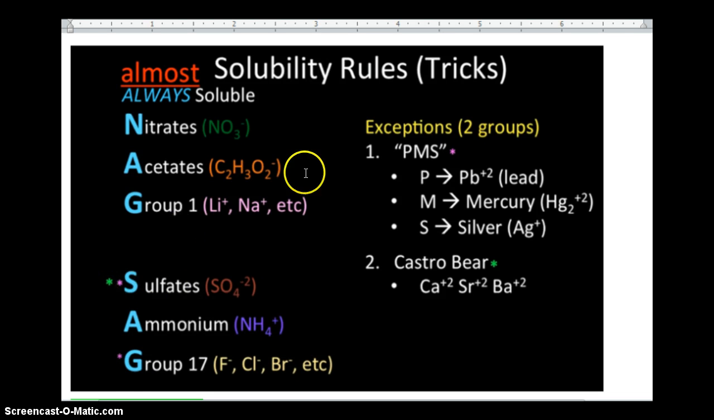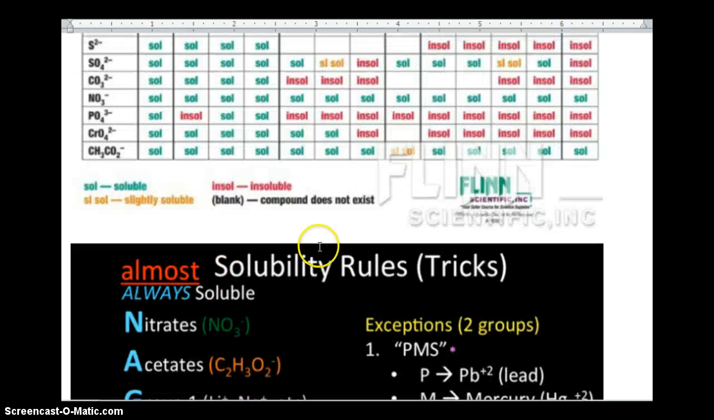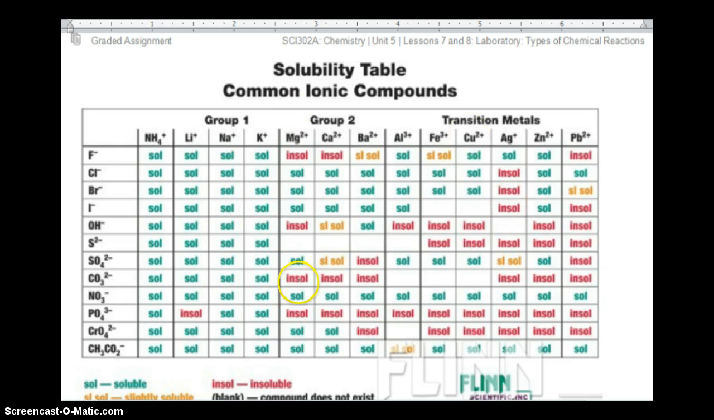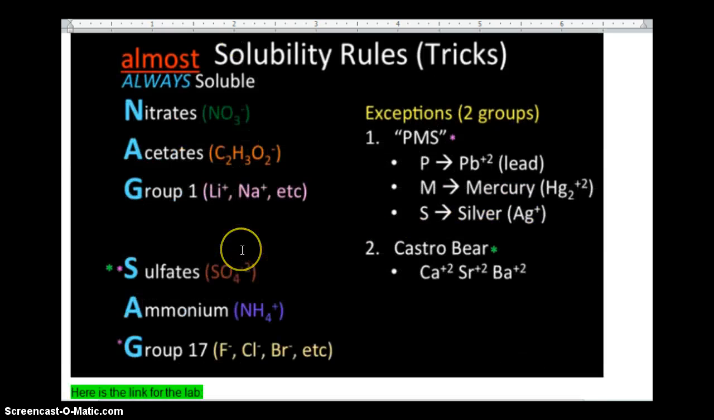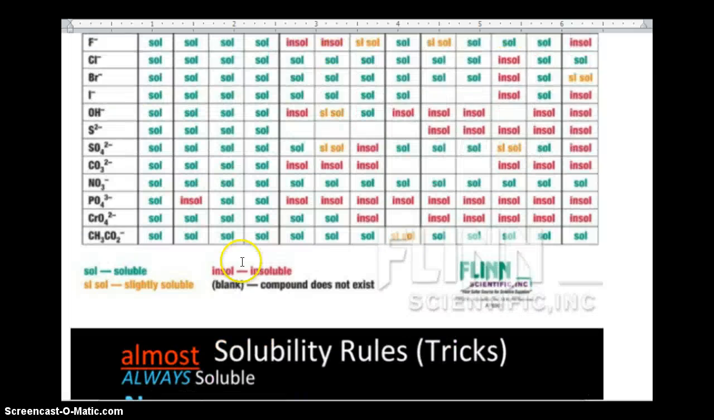But of course, there are some exceptions. So they say this one exception is PMS. If you put these with P for lead, M for mercury, or S for silver, then you're going to get chunks. If you put either of these, group 17 or sulfates, with them, you're going to get chunks. Or CaSrBa, so calcium, strontium, barium. If you put them with sulfates, you're also going to get chunks. So this is one way, if you do a lot of chemistry, it's easier to just know these little tricks. But since we're just starting out, we're going to use this table. So you don't have to memorize these by any means. I just wanted to show them to you. And instead we'll use this.